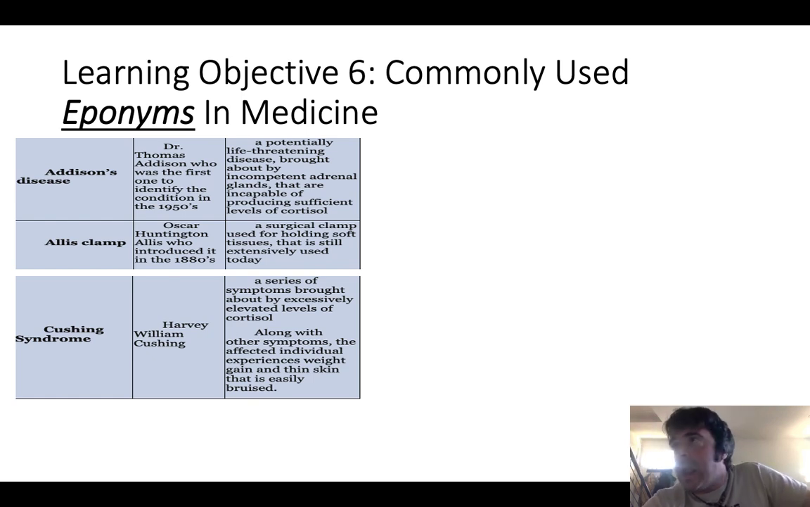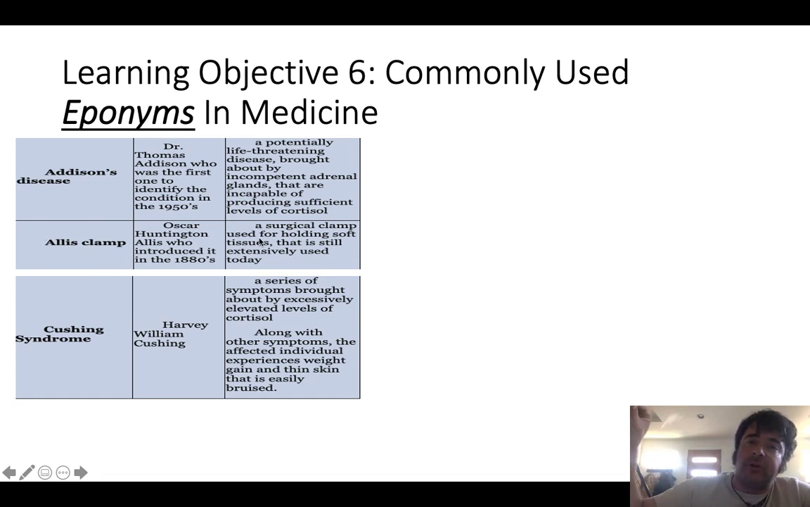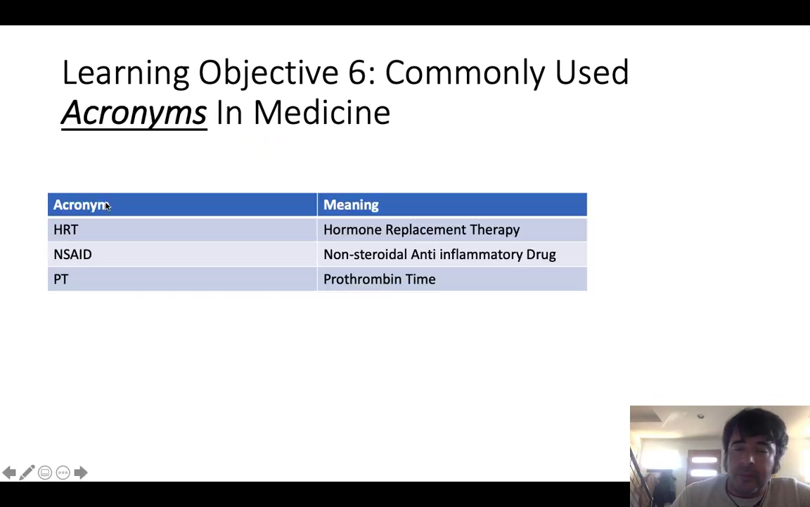I'm naming a structure in the body or condition or whatever it is after the scientist who played a major role in discovering it or characterizing it. So we talked about Addison's disease, talked about Cushing's disease. Those are named after different researchers that played a major role in our understanding of it. An Alice clamp is just a surgical clamp that holds soft tissue together. I bring it up with respect to the cardiovascular system because oftentimes we clamp arteries and veins shut during things like surgical procedures using what's called an Alice clamp.